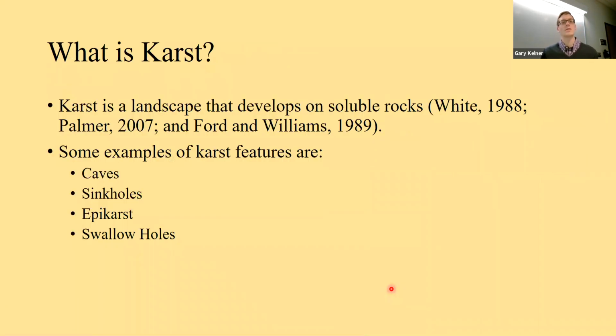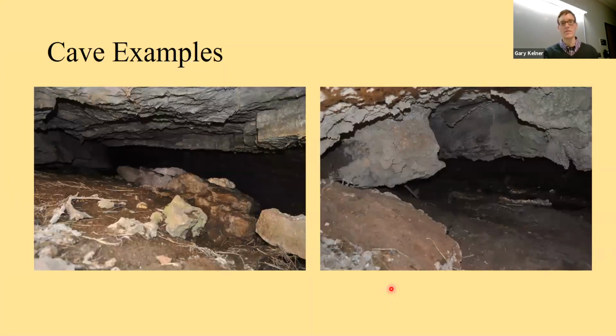So what is karst? Karst is a landscape that is developed on soluble rocks. Some examples of karst features include caves, sinkholes, epikarst, and swallow holes. These are some caves commonly seen within Barber County. A cave is defined as a void large enough to admit a human. These caves are just big enough for me to crawl through to give you a sense of scale.